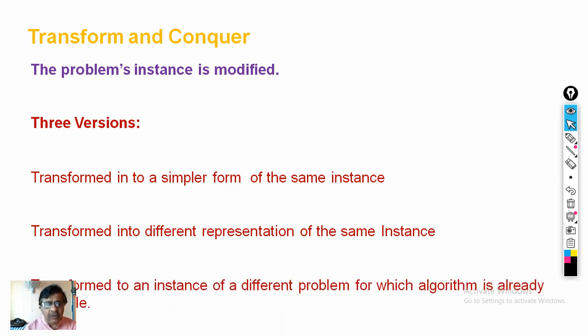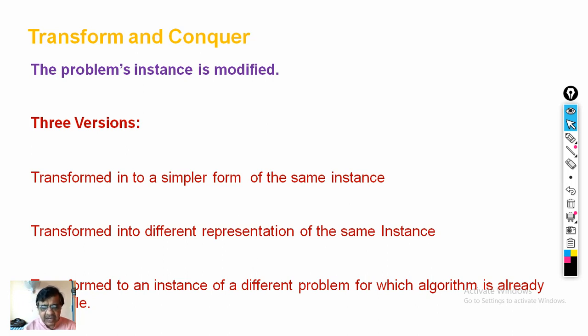And the third version is a total transformation. That is, the instance of the problem is transformed into a different problem. Of course, in the other two versions, the nature of the problem remains the same, but in the third version, the nature of the problem itself is different, and it is a total transformation. Let us say a problem given in sentences may be converted into a graph. A puzzle may be converted into a graph.